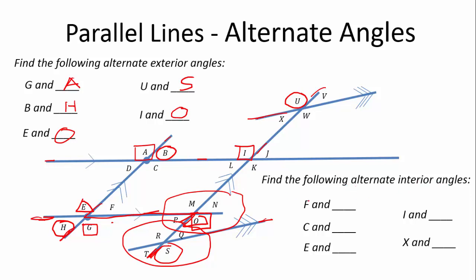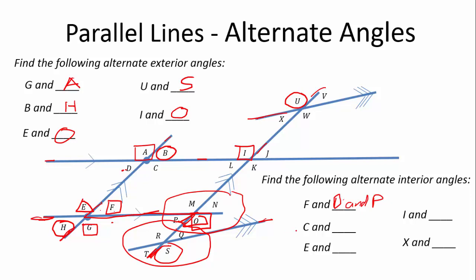Find the following alternate interior angles. Now we're looking at interior angles. F. Where's F? F is here. Let's put a square around F. So it's got to be interior. So it's on the inside, and F could be on the inside over there and on the inside over here. So we could make F either D or P. So F can be D and P.